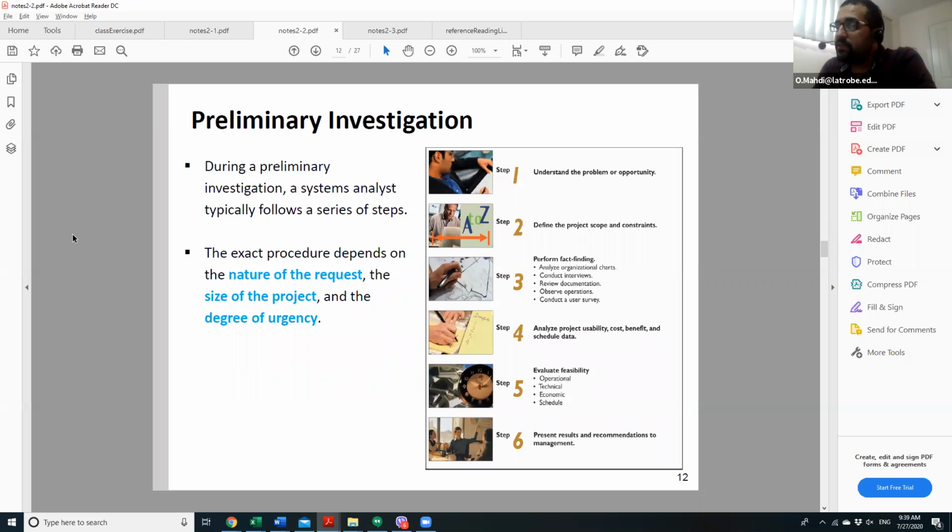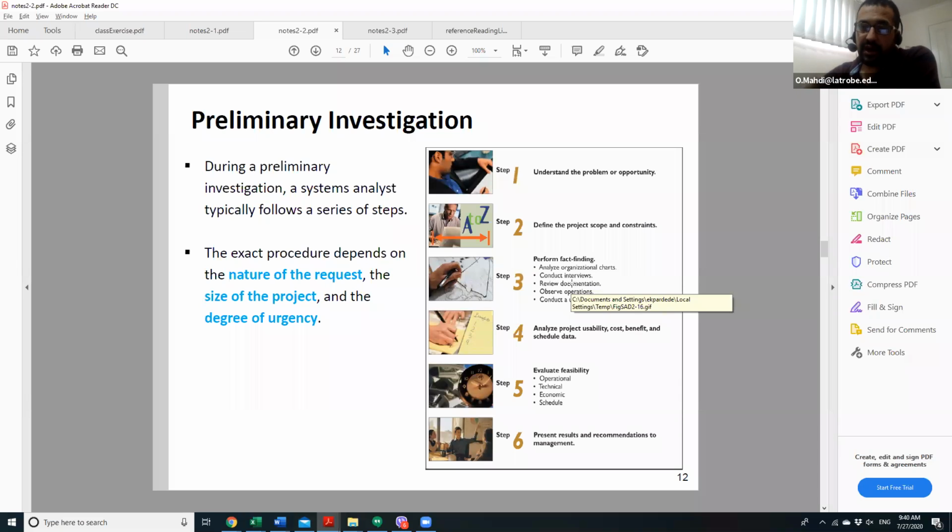When we say preliminary investigation, there are six steps that the analyst will go through from the beginning till the end. The first one is understanding the problem and opportunity. Second, define the project scope and constraints. Third, perform fact finding, in terms of analysis, organizational charts, and conducting interviews. We will talk about this one later, I think in week 3 or 4.